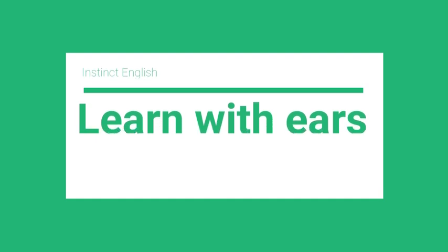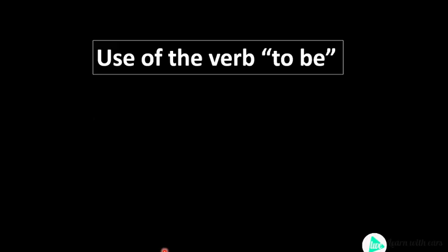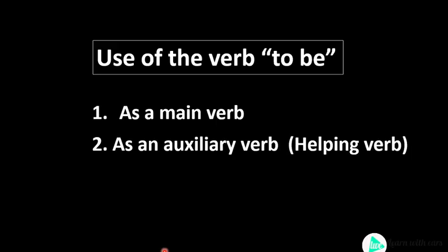So let's start with today's topic, that is to be verb, main verb and auxiliary verb. Be is an irregular verb. It is used as a main verb and as an auxiliary verb, meaning helping verb. So though be is an irregular verb, it does have many forms.